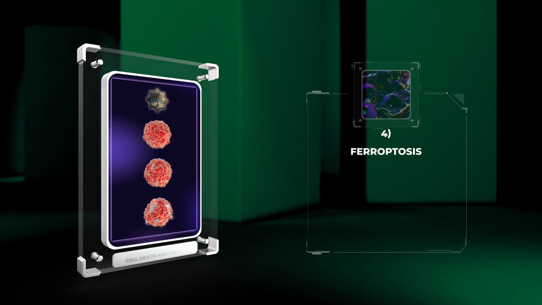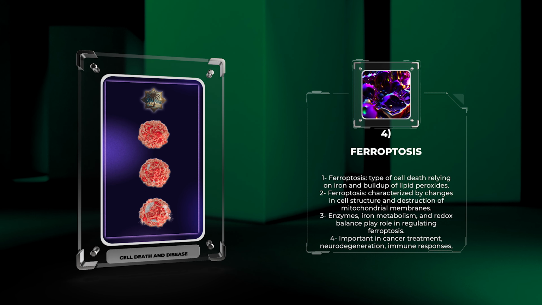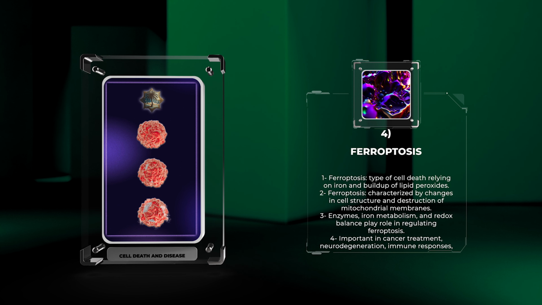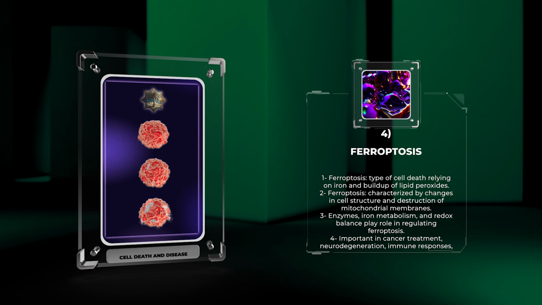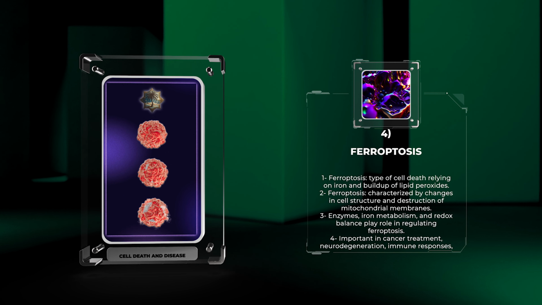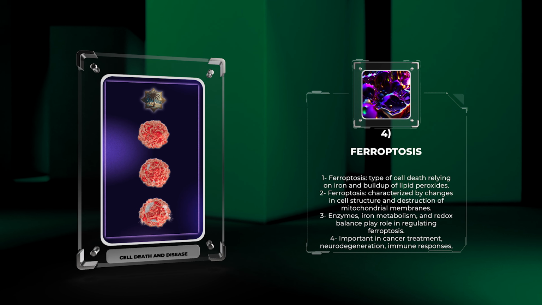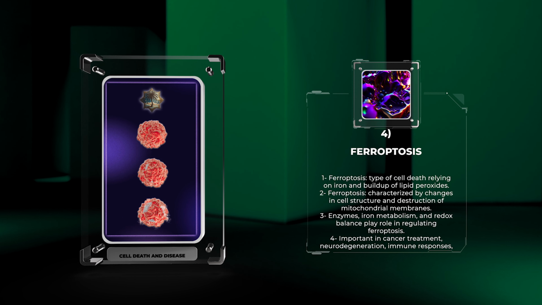Ferroptosis is a type of cell death that relies on iron and the buildup of lipid peroxides. It is characterized by changes in cell structure and the destruction of mitochondrial membranes. Various enzymes, iron metabolism, and redox balance play a role in regulating ferroptosis. This process is important in areas such as cancer treatment, neurodegeneration, immune responses, and ischemia-reperfusion injury. Studying the molecular mechanisms of ferroptosis has led to potential therapeutic approaches to target this type of cell death.